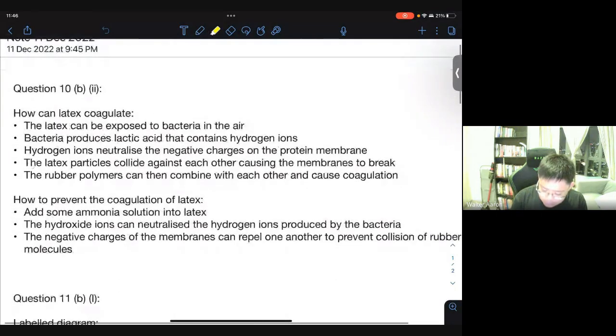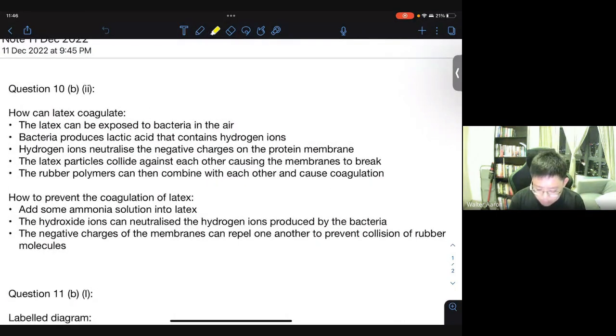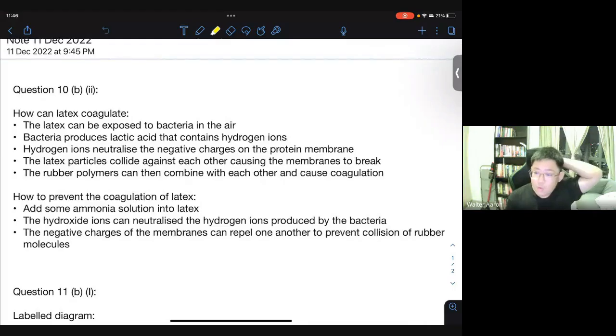So naturally, when you tap the latex from the tree, it will naturally coagulate also, even if you don't add acid inside. Now, from what you have learned before in your Form 5 chemistry syllabus, when you add acid to latex, it will coagulate, come together, and become hard. If you add a bit of alkaline solution, it can actually prevent the coagulation of latex. But if you leave latex by itself, exposed to air, it will also naturally coagulate.